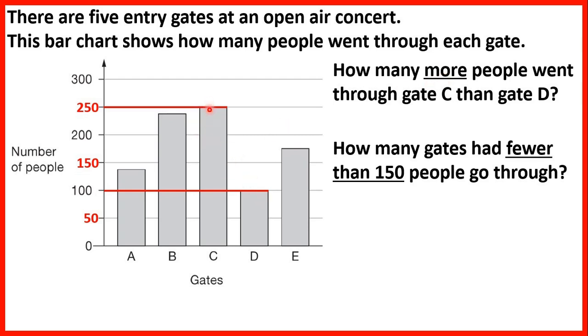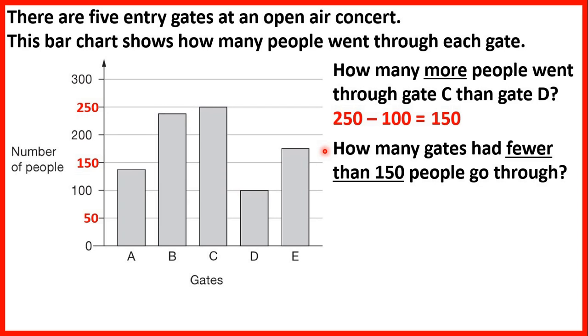So we need to find the difference, and that means we use subtraction. 250 minus 100 is 150. So that means 150 more people went through C than D.